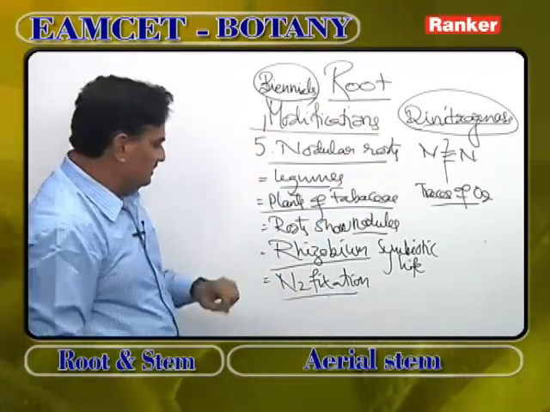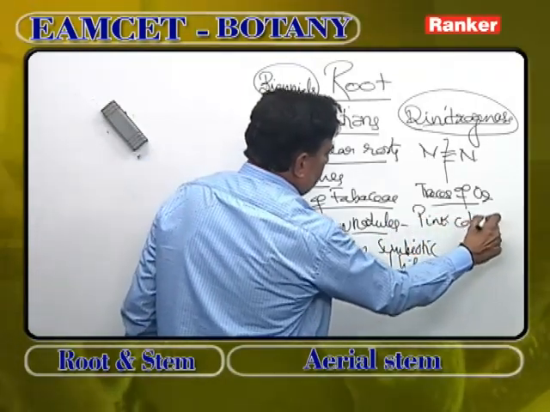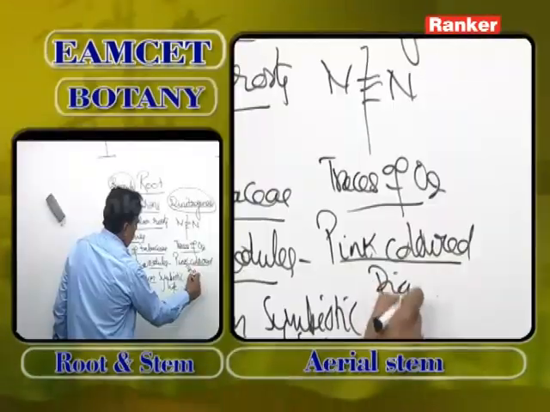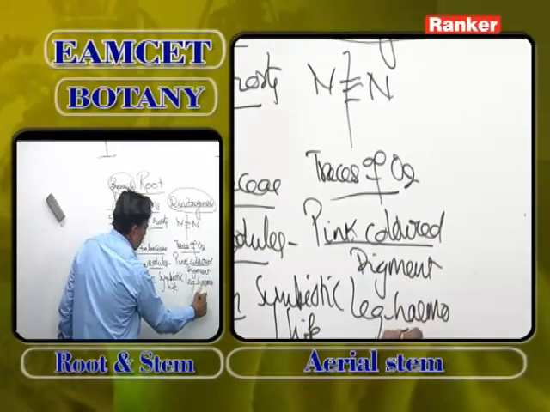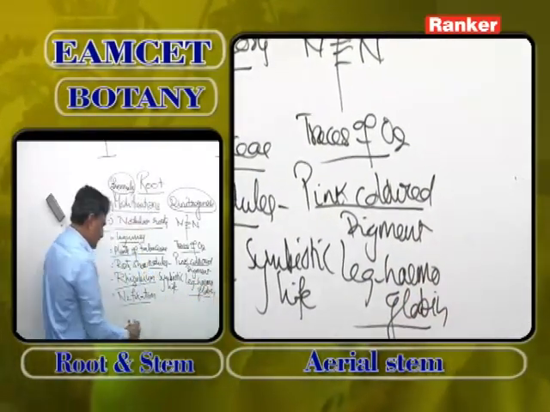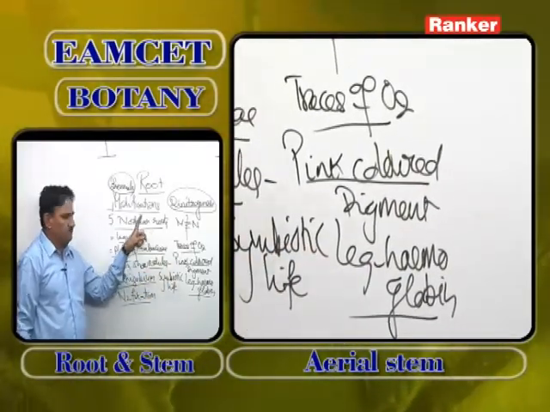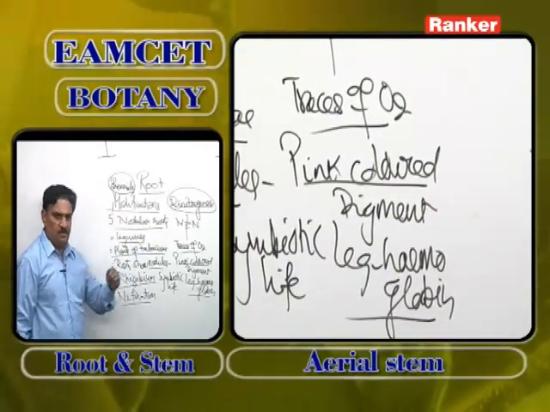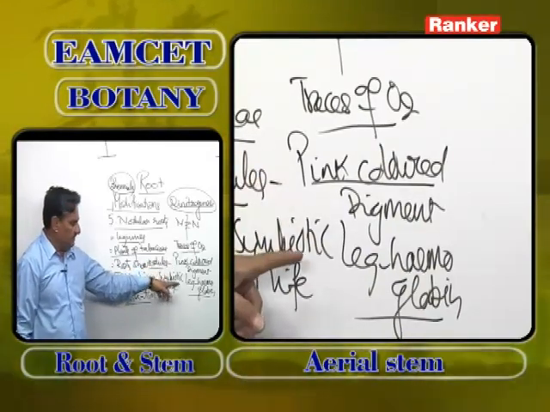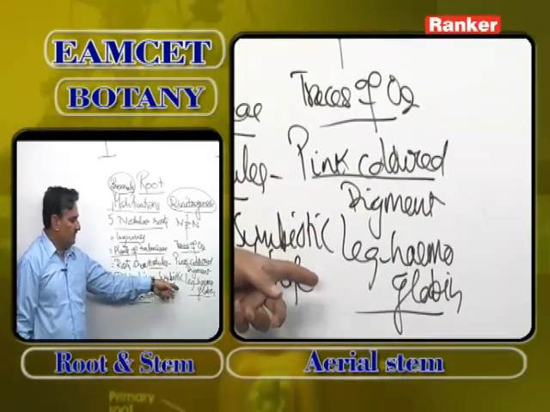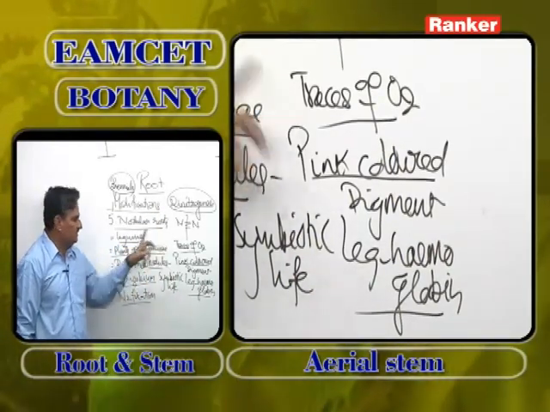That danger is avoided by a special pink colored pigment present in the root nodules called leghemoglobin. There is a special pink colored pigment called leghemoglobin, which makes the dinitrogenase not get exposed to oxygen. This is a very important aspect. The special pink colored pigment leghemoglobin protects the dinitrogenase from the toxic effect of oxygen.